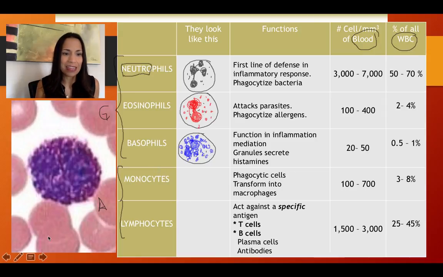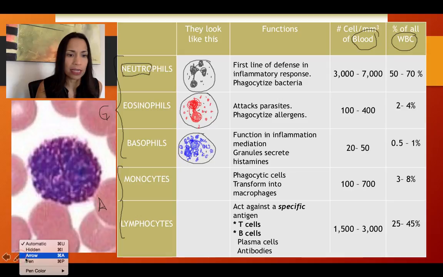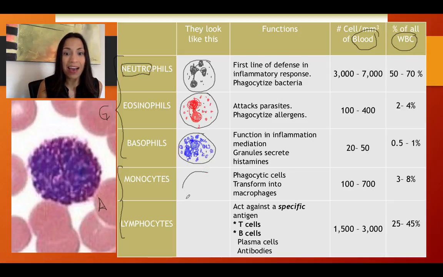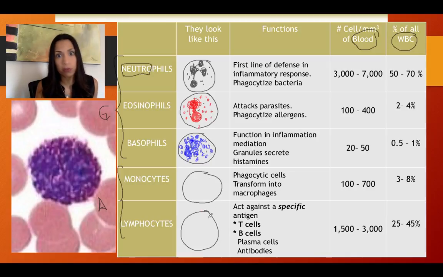Okay, the next type of cells. Those are only the 3 granulocytes that we have. Remember, the other ones are agranulocytes, meaning that they have no granules in the cytoplasm. Look how they look like. Let's start with the monocytes.